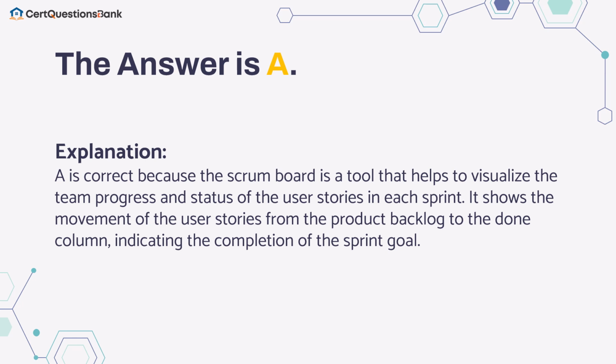A is correct because the Scrum Board is a tool that helps to visualize the team progress and status of the user stories in each sprint. It shows the movement of the user stories from the product backlog to the done column, indicating the completion of the sprint goal.